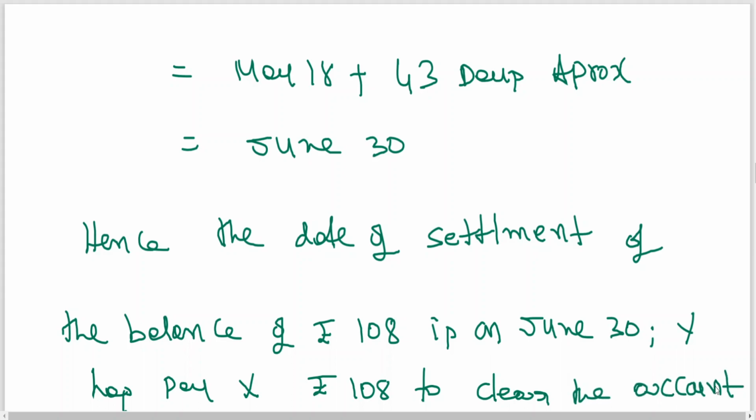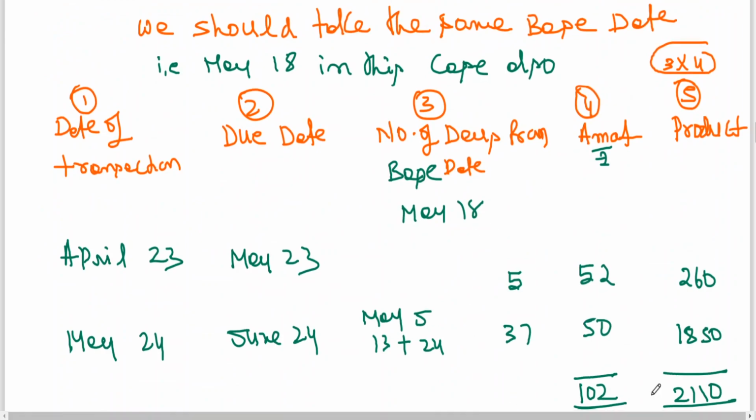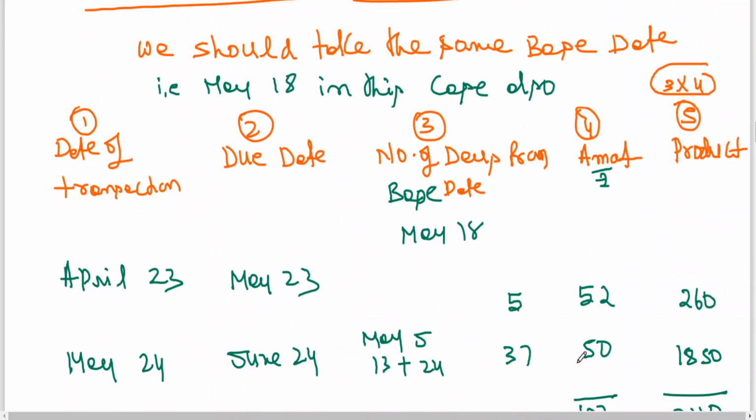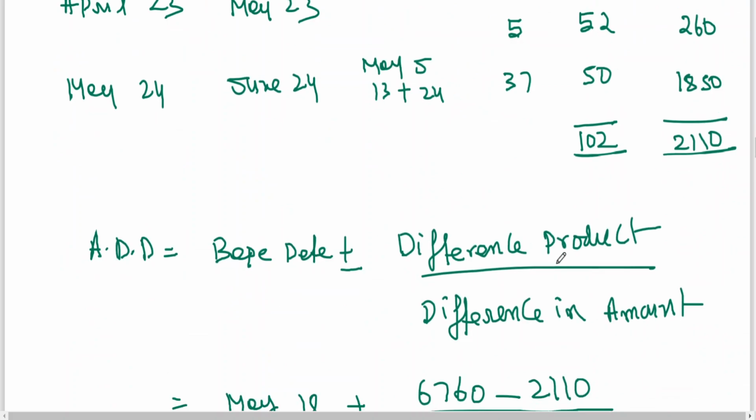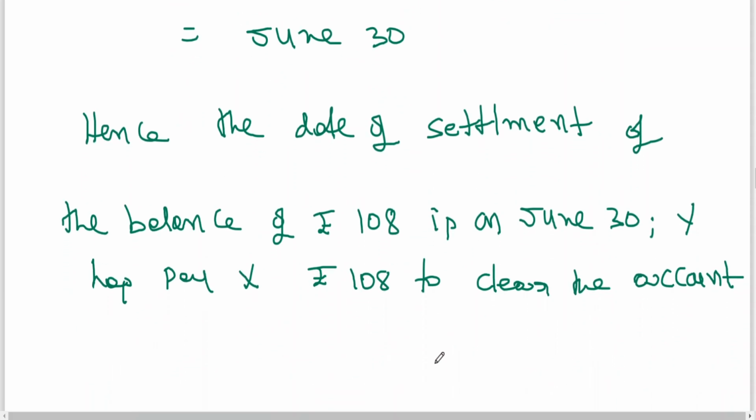That means instead of X receiving, finally how much does he have to pay? X should actually receive 210 and X should pay 102. Instead of that, after adjusting 102 rupees, finally 108 rupees needs to be paid. And the date of settlement of the balance of 108 is on June 30, that is Y has to pay X 108 to clear the account. Clear to all of you?